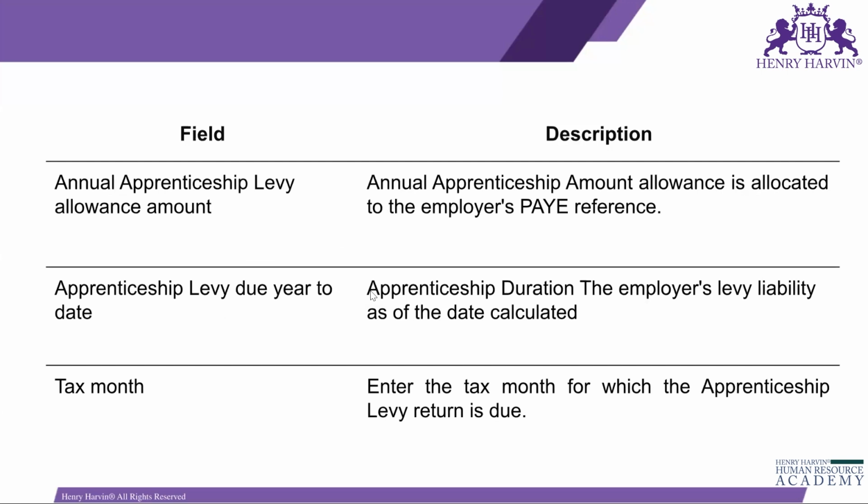If it is in two installments, like 10,000 and 5,000 in two amounts, then the total will be mentioned here, whatever is claimed. For example, you have claimed this month, and 3 months back there was also some claim, so the YTD figure will be mentioned. Tax month. Enter the tax month for which the apprenticeship levy return is due.